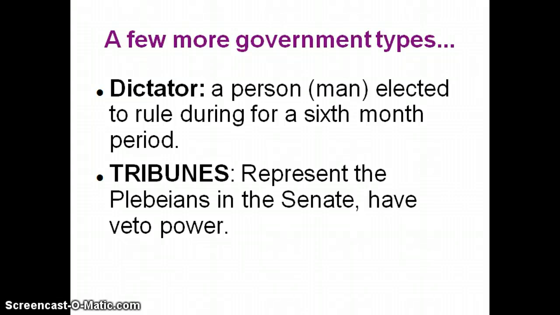All right, who else is in the government? At the top, we have a dictator, a man, always, who was elected to rule for a 6-month period of time. We have tribunes. There would be 2 tribunes at any time, and they would represent the interests of the plebeians in the Senate, and they would also have veto power. So, if you are a tribune, it is your job to stick up for all of the regular people, the non-aristocrats, the non-rich people. You need to fill out the patricians and plebeians section on this Rome Republic government yourself based on the information from the other side.